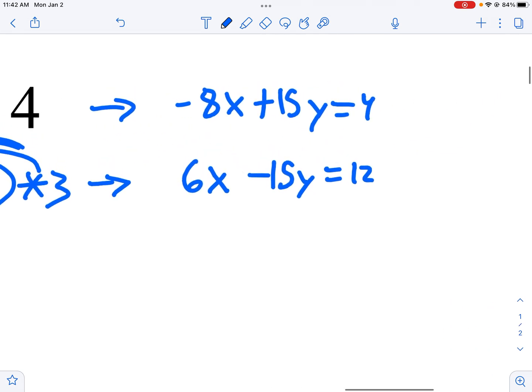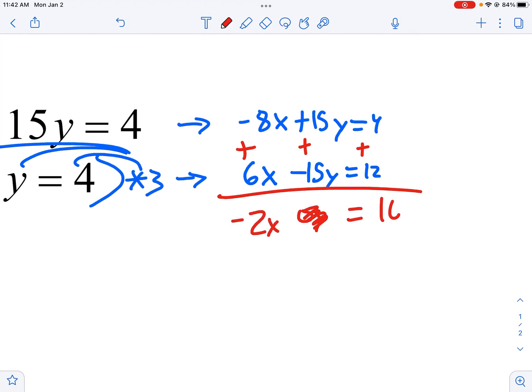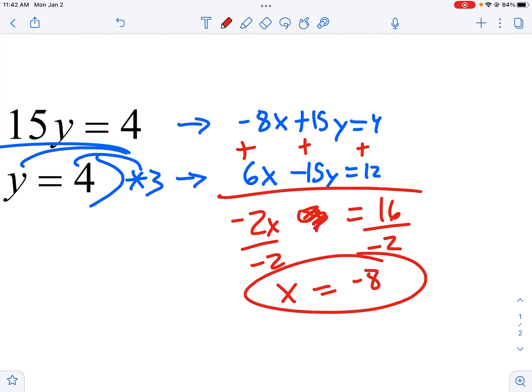So now that I got this, I can go ahead and eliminate. I see here these have different signs, so I'm just going to add, and that'll give me 0y. And so since I add there, I'm going to add on my other 2 columns, and I'm going to get negative 2x. The y doesn't do anything. And then we got 16. So now I'm going to finish solving, just divide everything by negative 2. We got x is negative 8. All right, we got our x value.